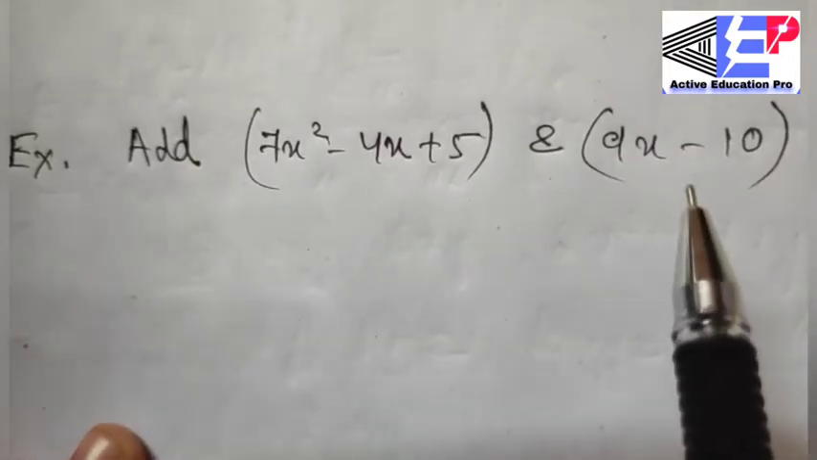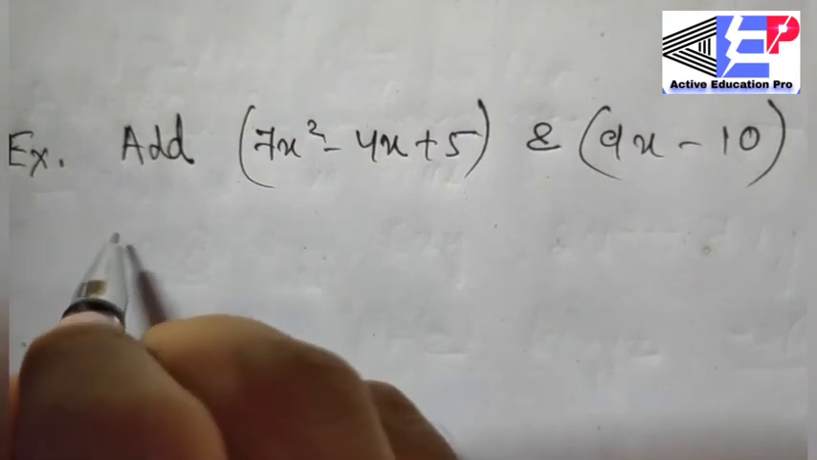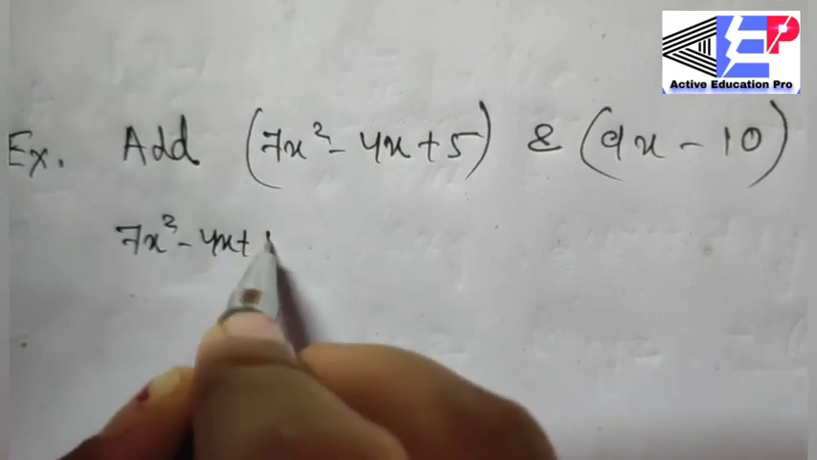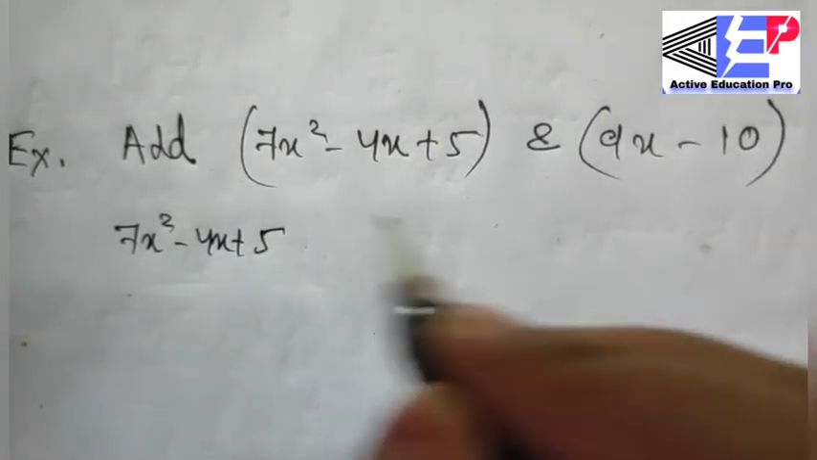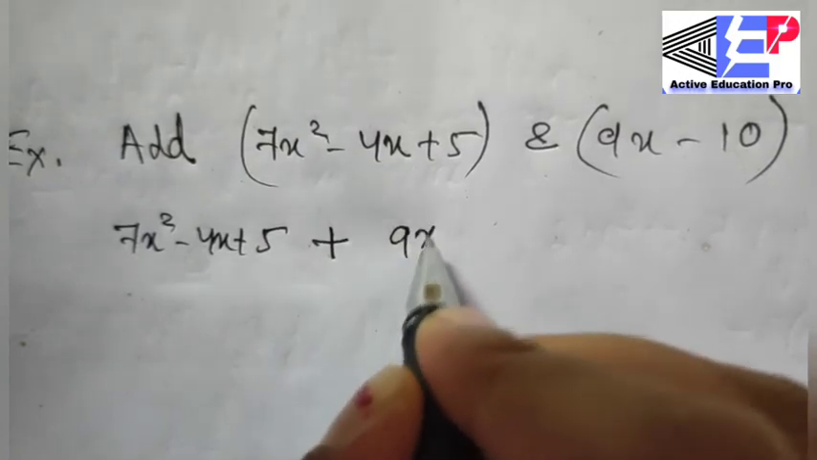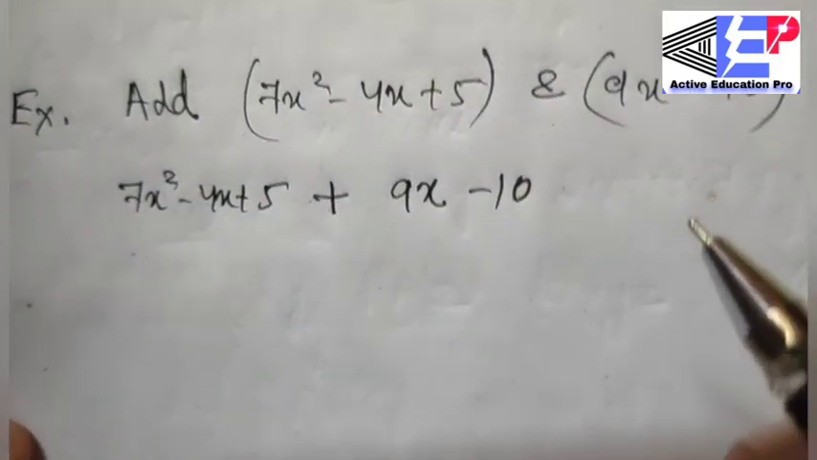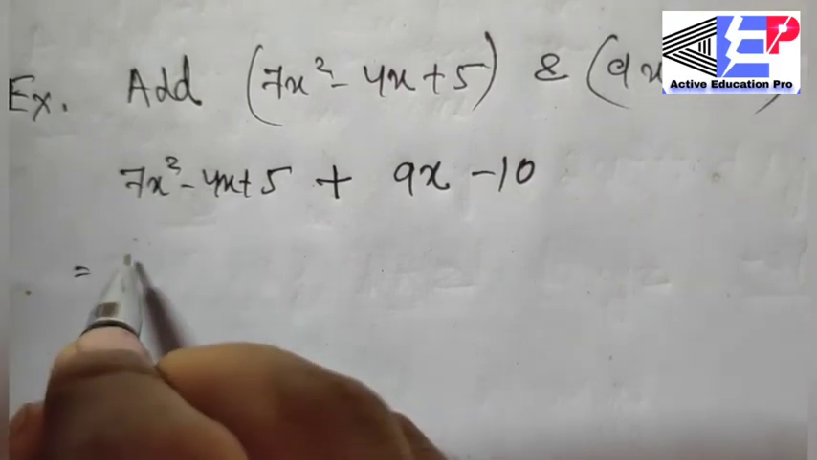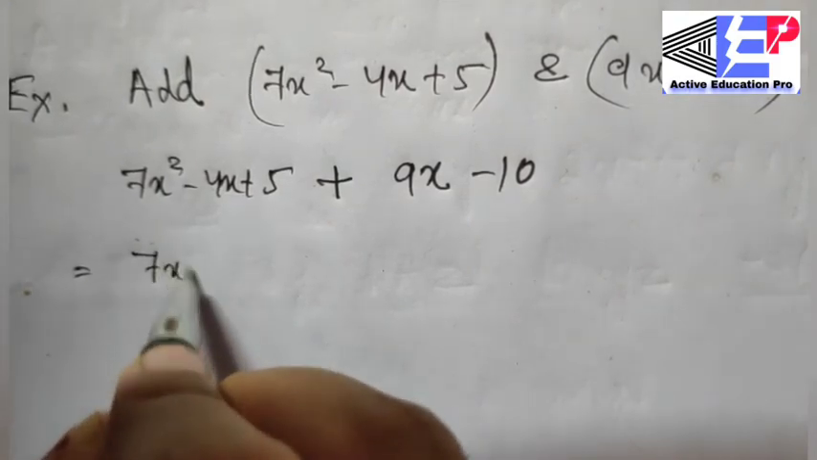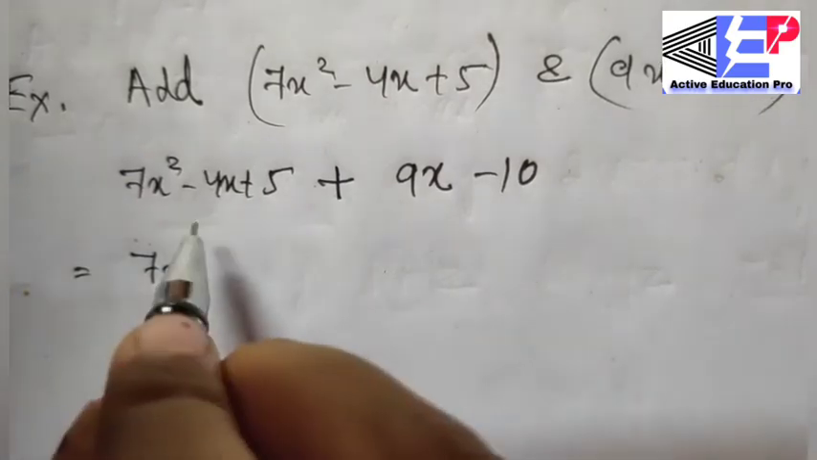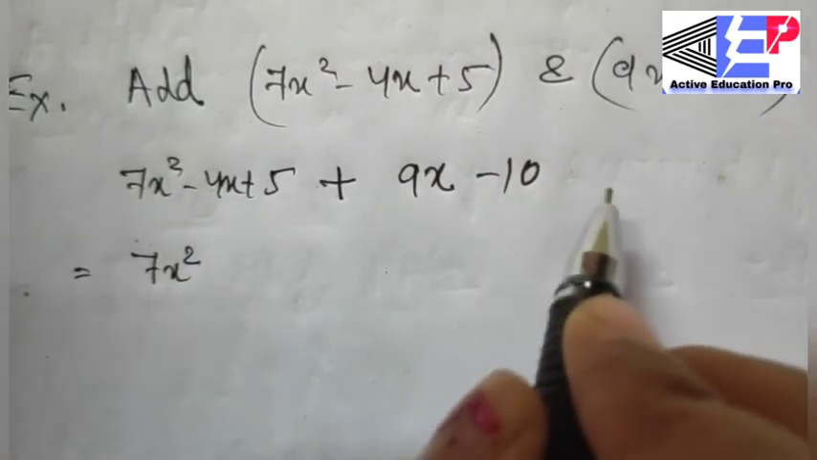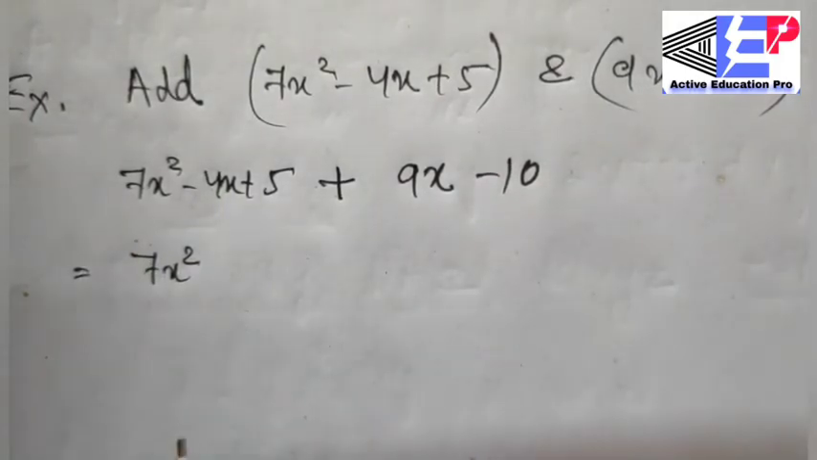Here is an example to add. Similarly, first write the first expression, 7x square minus 4x plus 5. Then put a positive mark and write the next expression, 9x minus 10. Next, first rule is grouping of like terms. 7x square is a unique term because there is no other term containing x square.